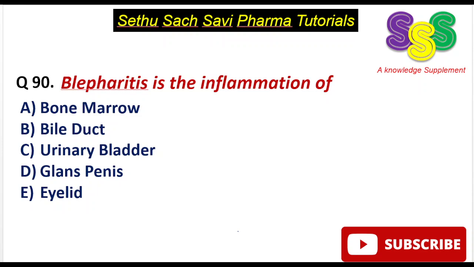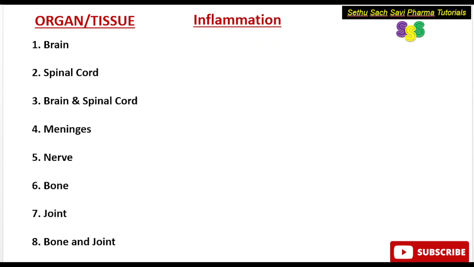So today's question is from the anatomy physiology section, and the question is: blepharitis is the inflammation of A choice bone marrow, B choice bile duct, C choice urinary bladder, D choice glans penis, E choice eyelid. So before coming to the correct answer, let's have a detailed discussion on the inflammation of various organs and the terminologies used for such inflammations.